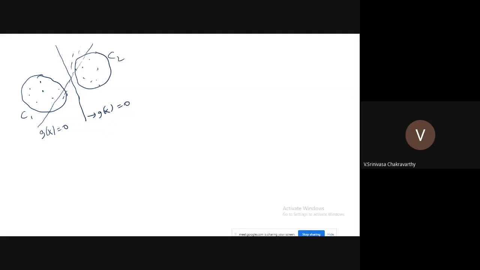But do you think there's any problem with this? It looks very nice theoretically, but do you think there is any problem with this?